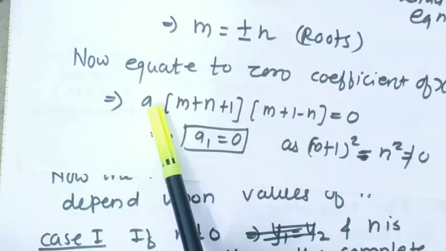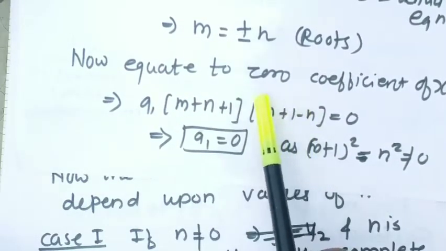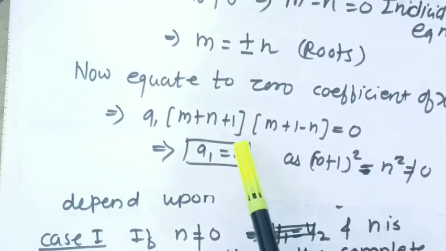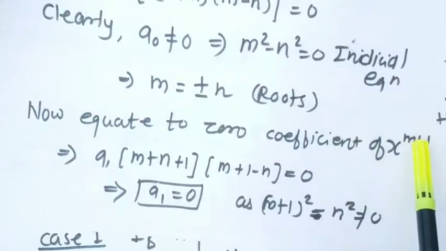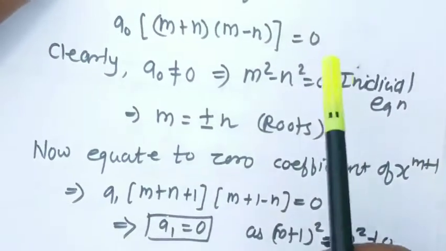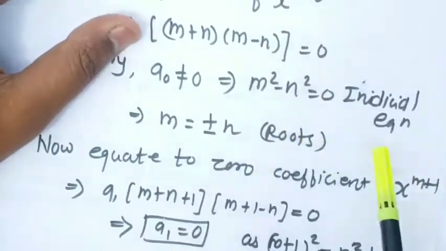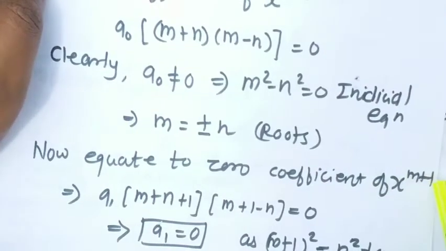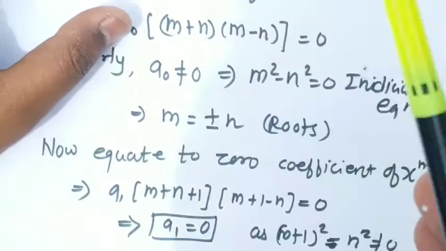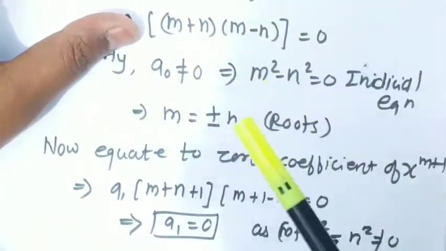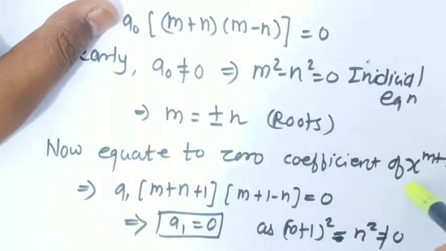This a1 has to be 0, because this product is 0 and these two terms are not 0, so a1 has to be 0. So we'll get the first coefficient a1 as 0 after equating to 0 the coefficient of x raised to m plus 1. Now for determining the next coefficient, we can equate to 0 the next power, that is x raised to m plus 2. For determining the next constant, we have to keep on equating to 0 the coefficient of the next powers of x. So instead of that, what we are going to do?